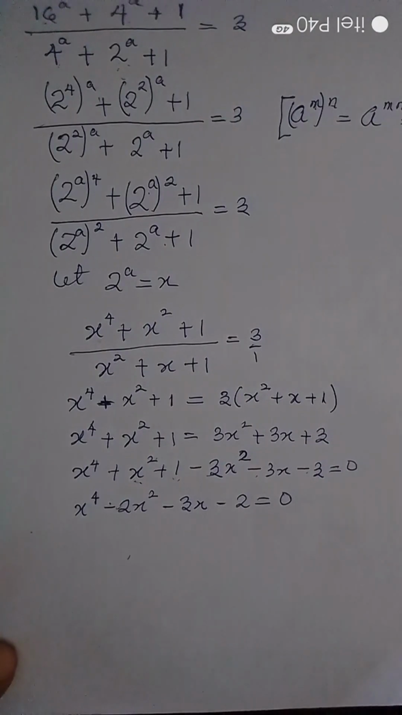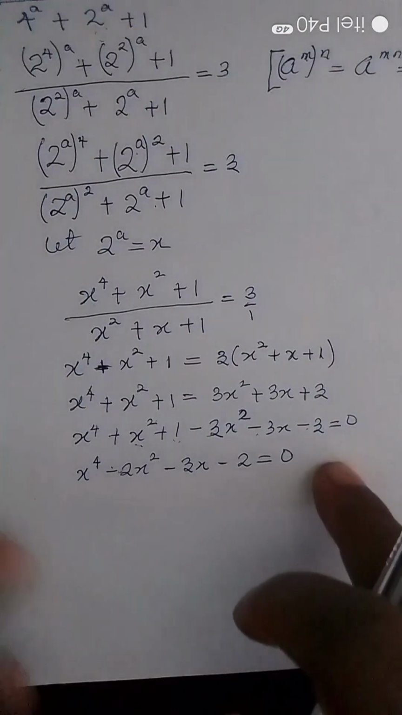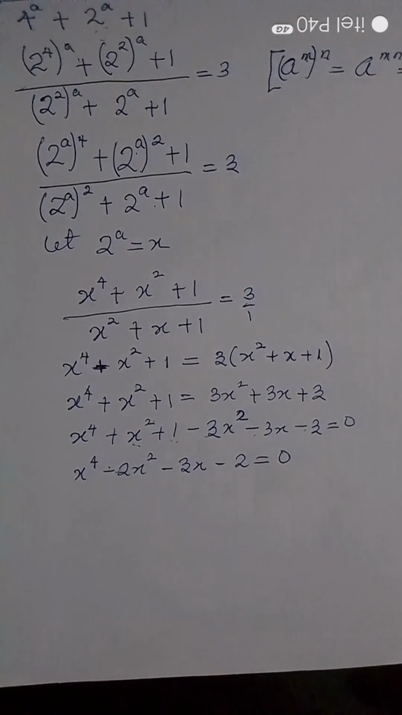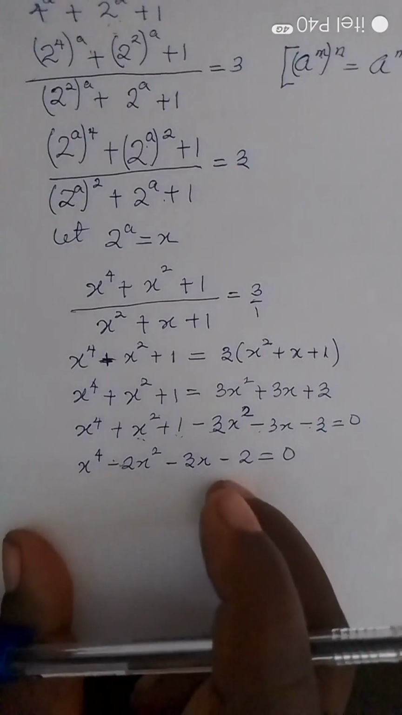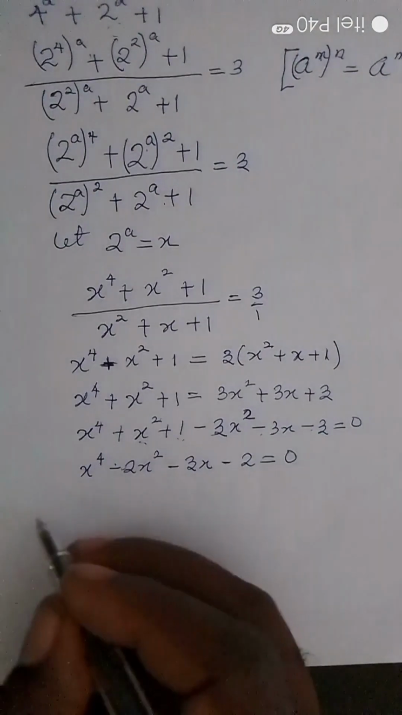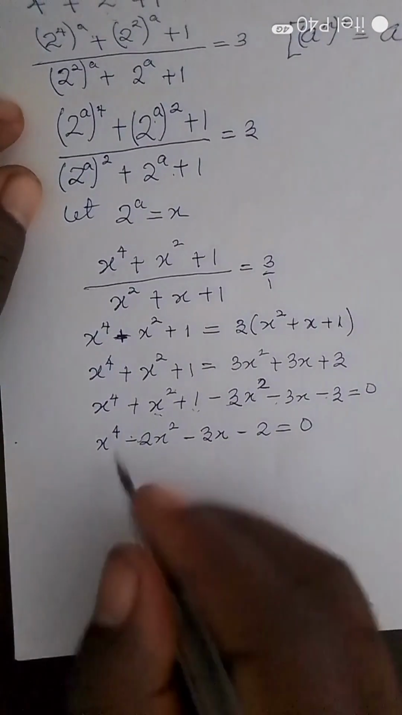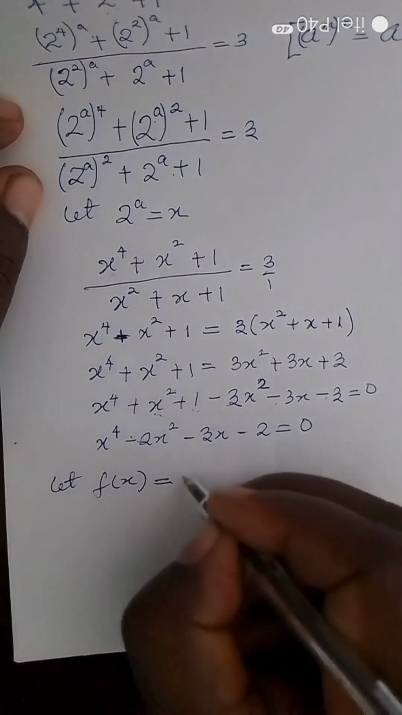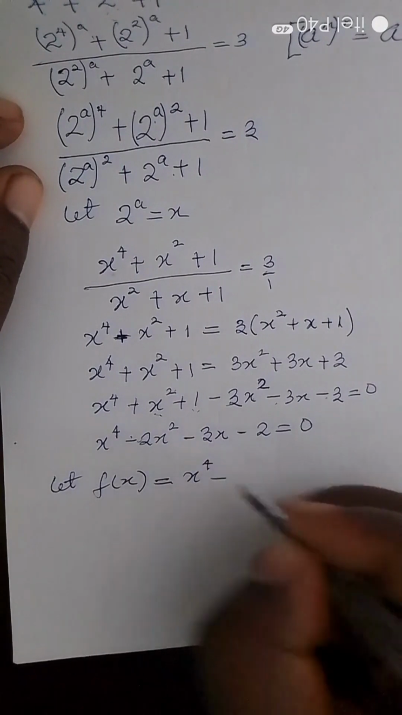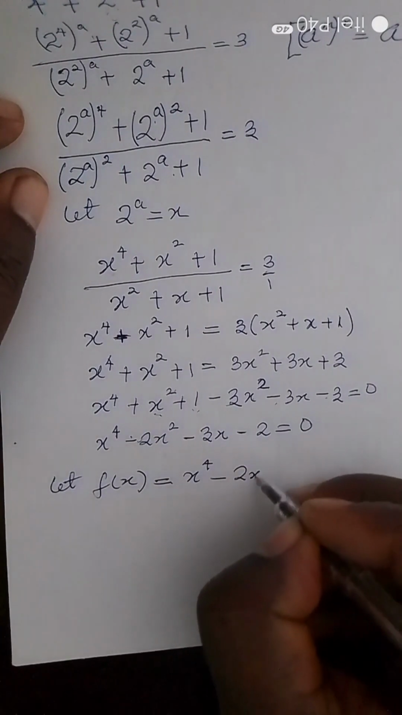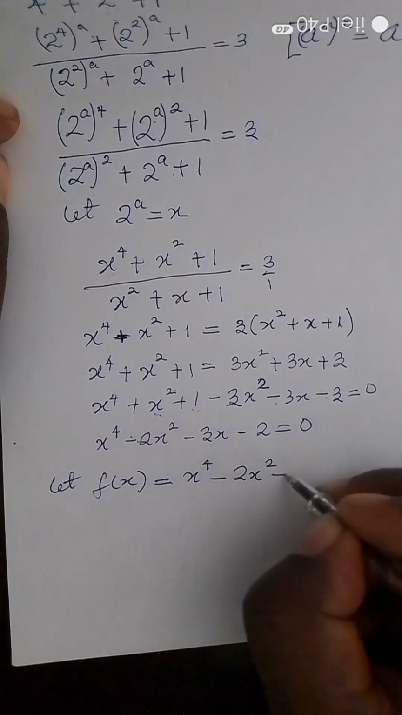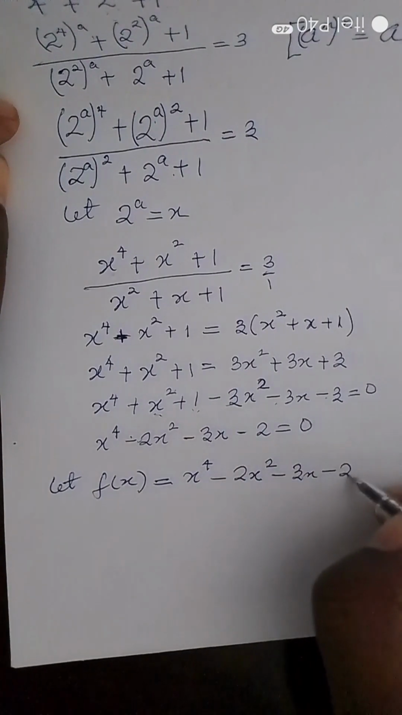So we need to find the factors of the left hand side. How we do that is, since this is a polynomial of degree 4, I'm going to say let f of x represent x to the power of 4 minus 2x squared minus 3x minus 2.